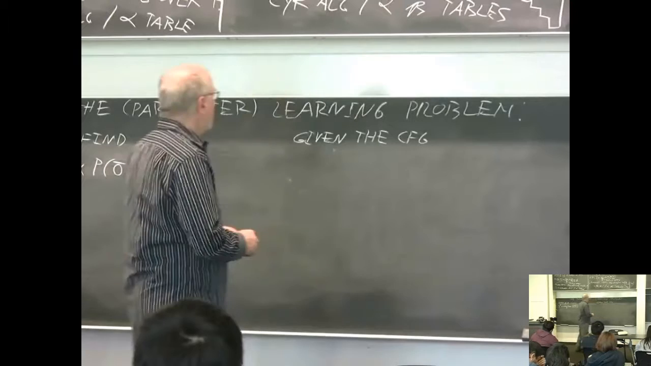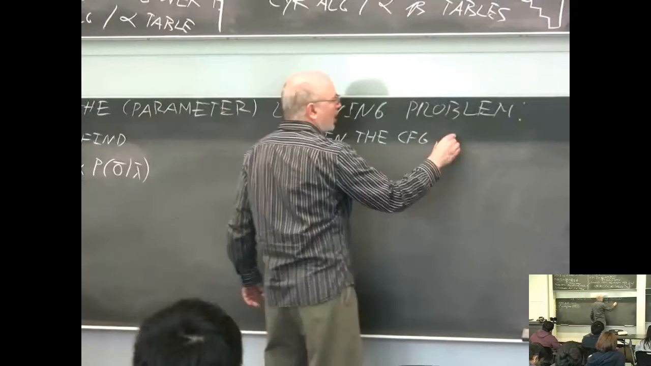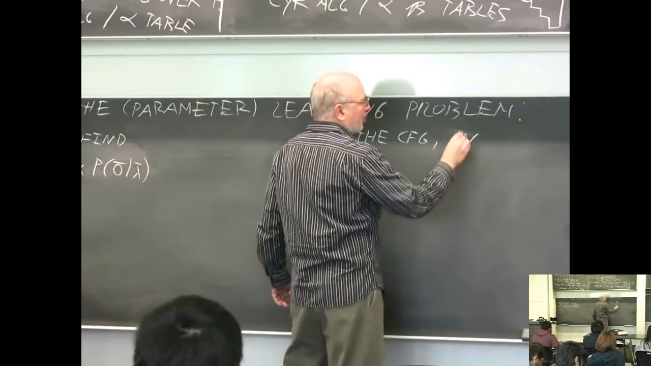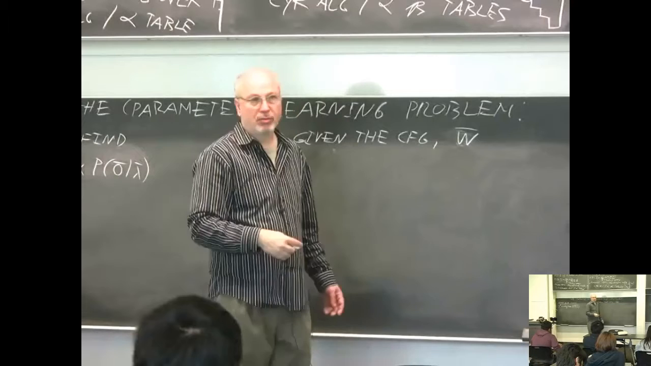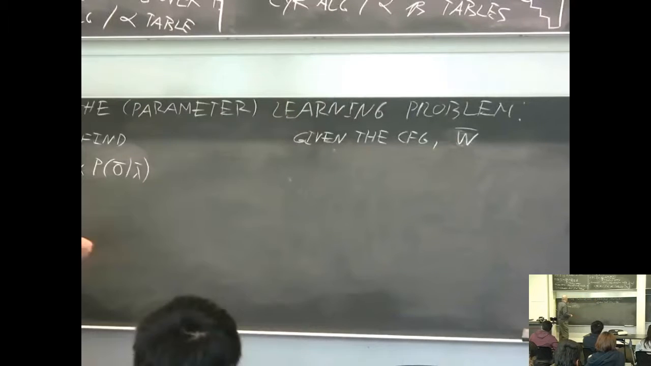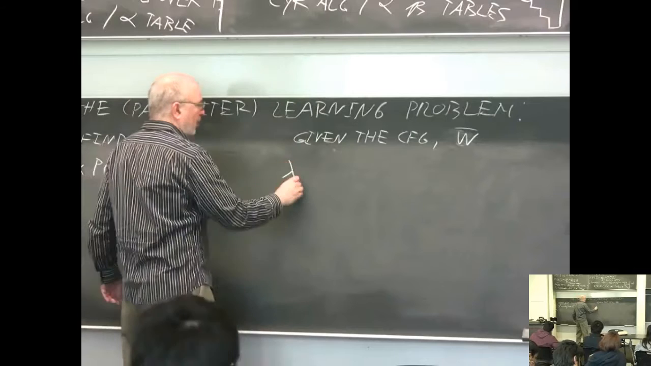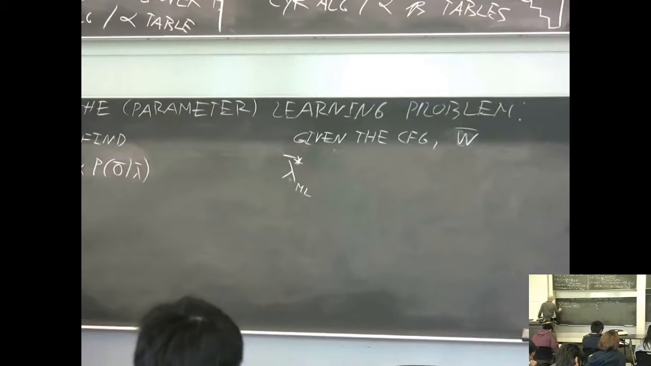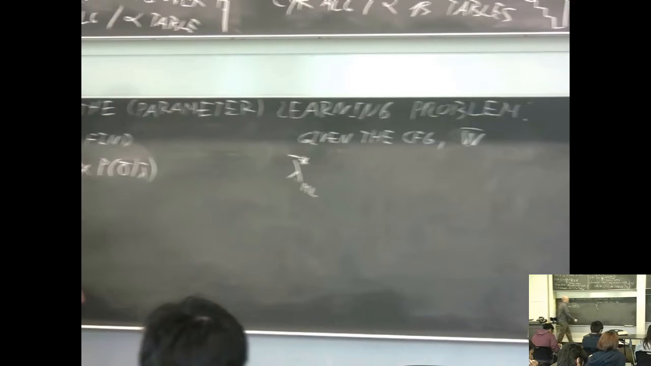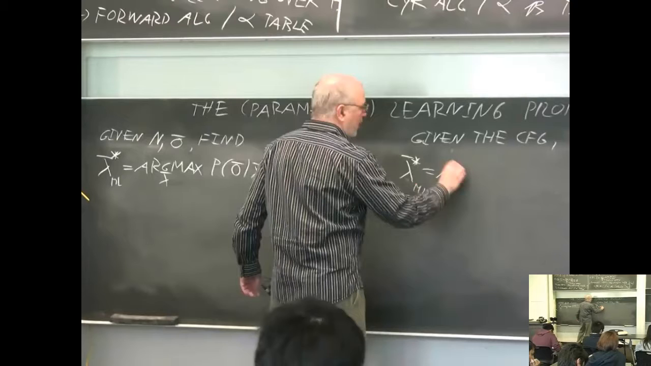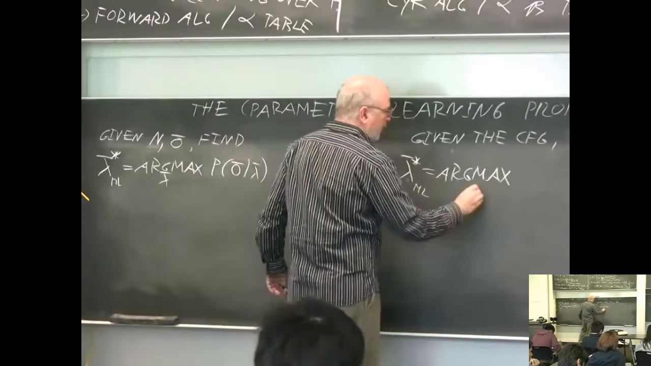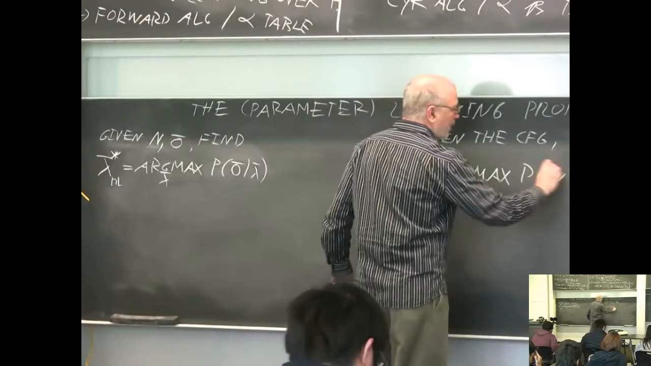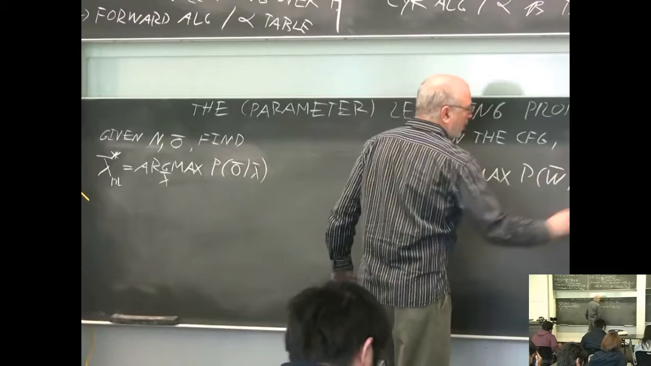So given the CFG productions and the observables, which would be W. I'll put a bar because that means multiple sentences. We want to calculate the winning set of parameters, call it ML, call it ML here too, as the argmax over all parameters of the probability of this W given the parameters.